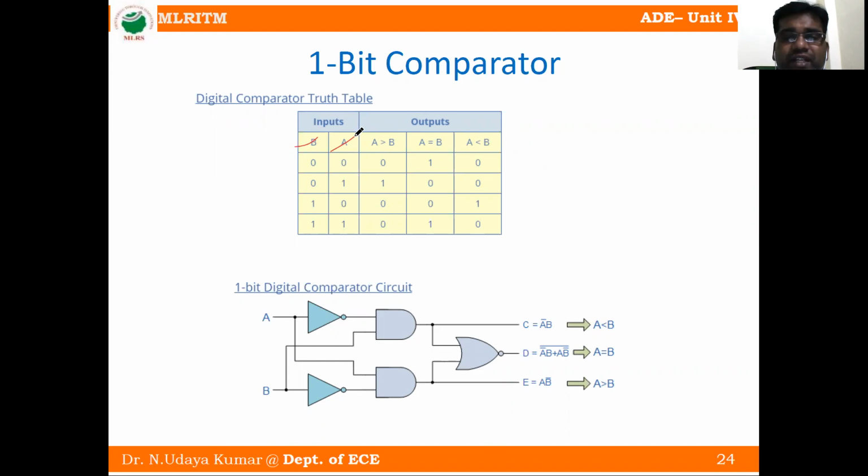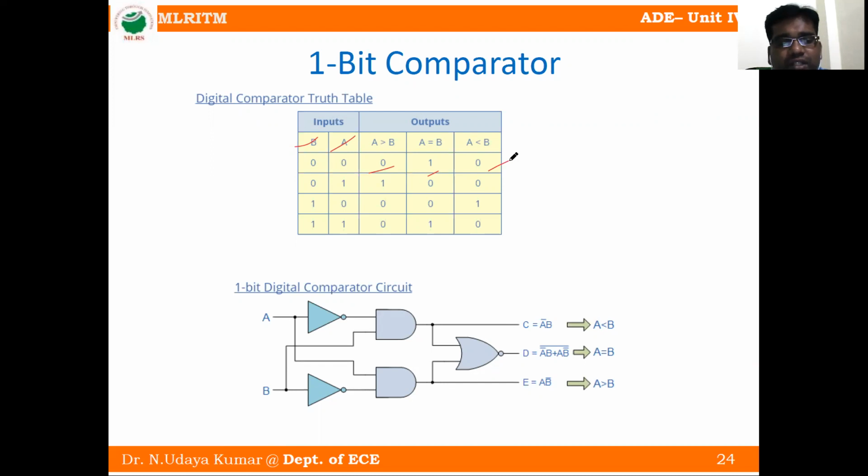That means A greater than B is false, because both are zeros. They are equal. False means 0. Next, A is equal to B means 0 is equal to 0. It is true, and true means 1. Then A less than B: A is 0 and B is 0, so this case is false, which means 0.